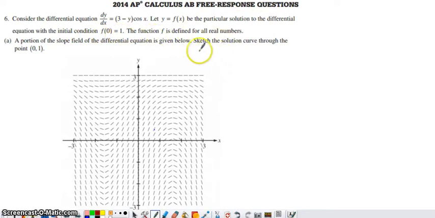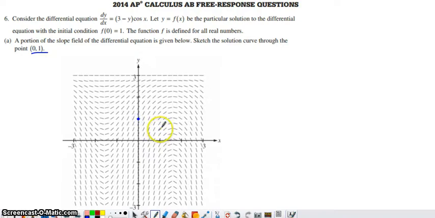The function is defined for all real numbers. A portion of the slope field for the differential equation is given below. Sketch the solution curve through the point 0, 1. So this is going to be something that should be pretty easy to do. Locate the point 0, 1 in the slope field. So 0, 1 would be located right here.